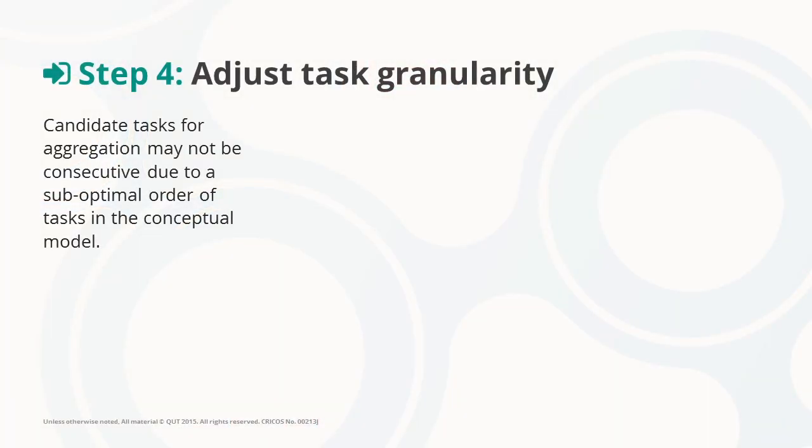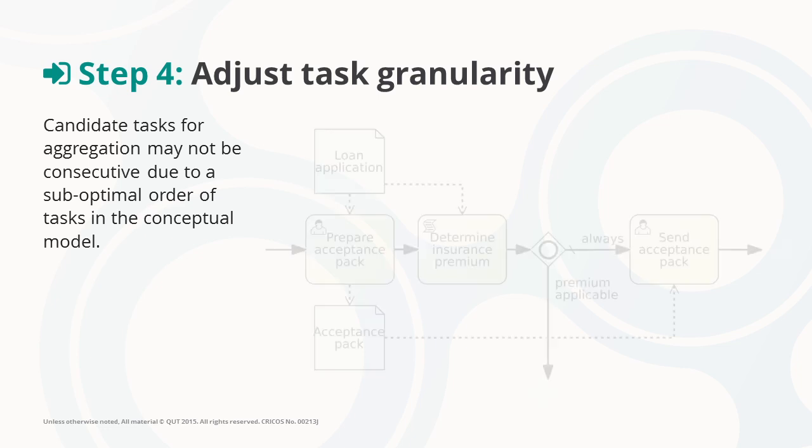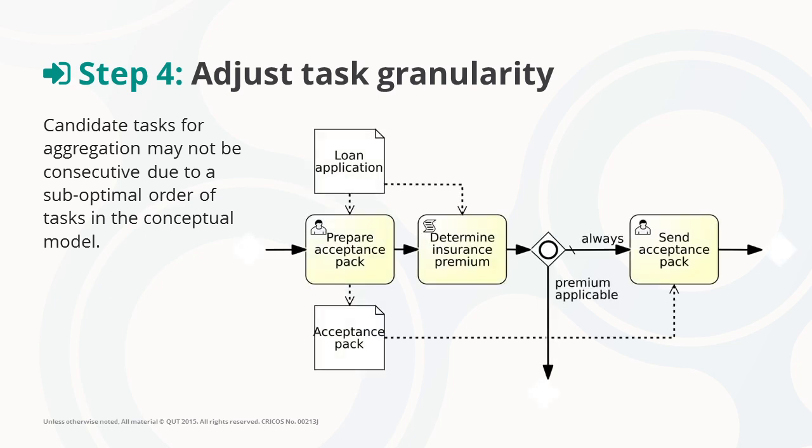Now, when aggregating tasks, we may need to look around, because it may be that there is a suboptimal order in which the tasks have been modeled in our business process model. So, like in this case, for assessing a loan application, the loan officer needs to first prepare an acceptance pack and then eventually send the acceptance pack.